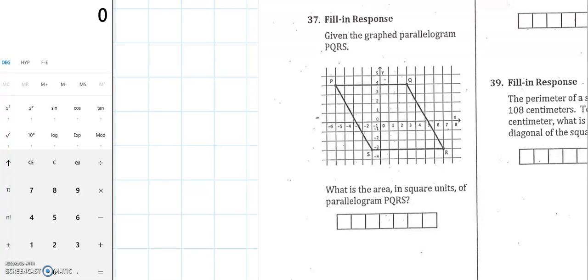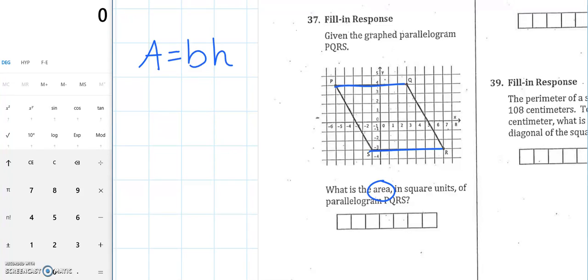So in this video we pick up with number 37 on your EOC review packets. In this question, they're asking you to find the area of your parallelogram. In a parallelogram, our area formula is base times height, lowercase b for base. Now the easiest base to consider would be the length of SR or the length of PQ. They should be identical.